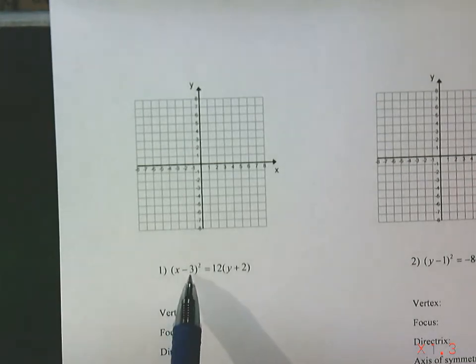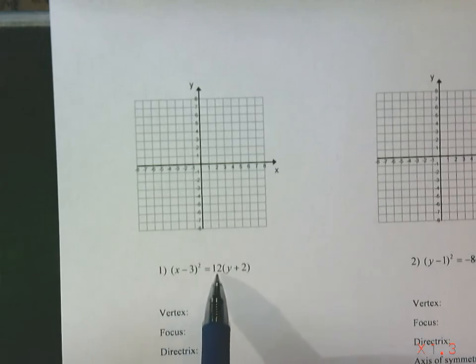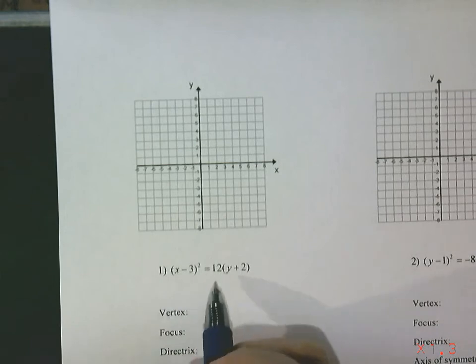That means the x term is squared. If the x term is squared, this is the same formulas that you would have used in Algebra 2. So the parabola either opens up or down. This 12 is a positive number, so it's going to open up. If 12 were a negative number, it would open down.